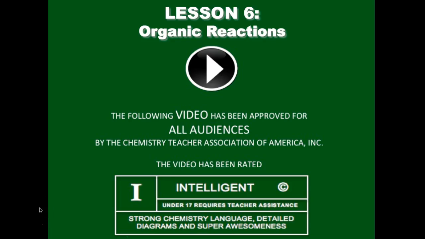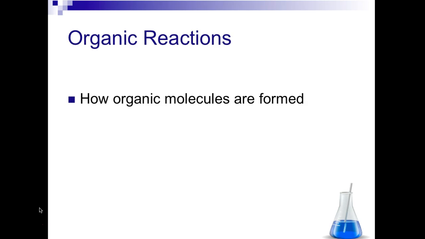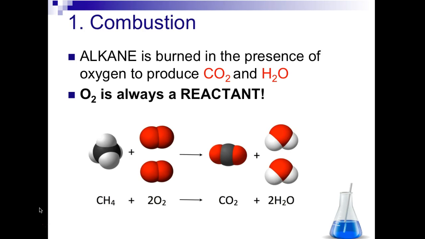Alright guys, let's look at lesson 6, which is organic reactions. So, how organic molecules are formed is going to be determined by organic reactions. The first one is a combustion. That's when an alkane is burned in the presence of oxygen to produce carbon dioxide and water.